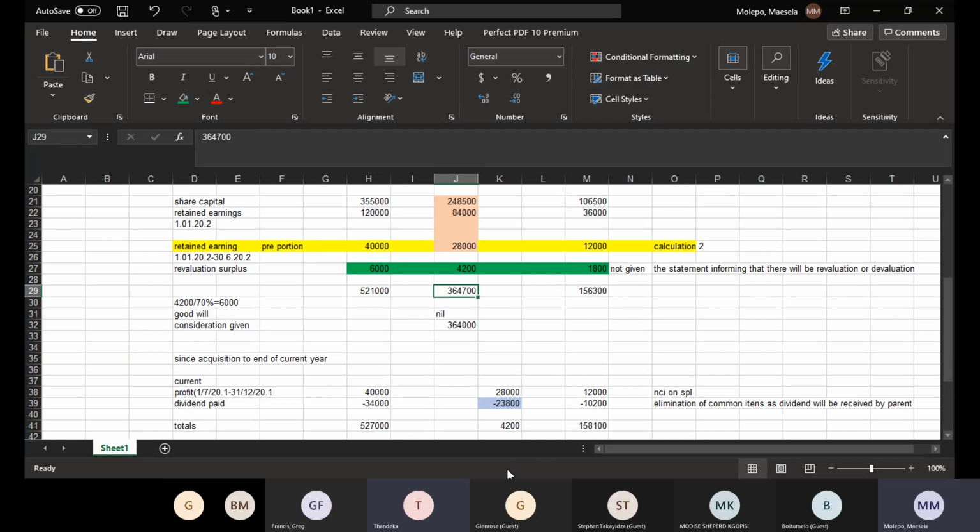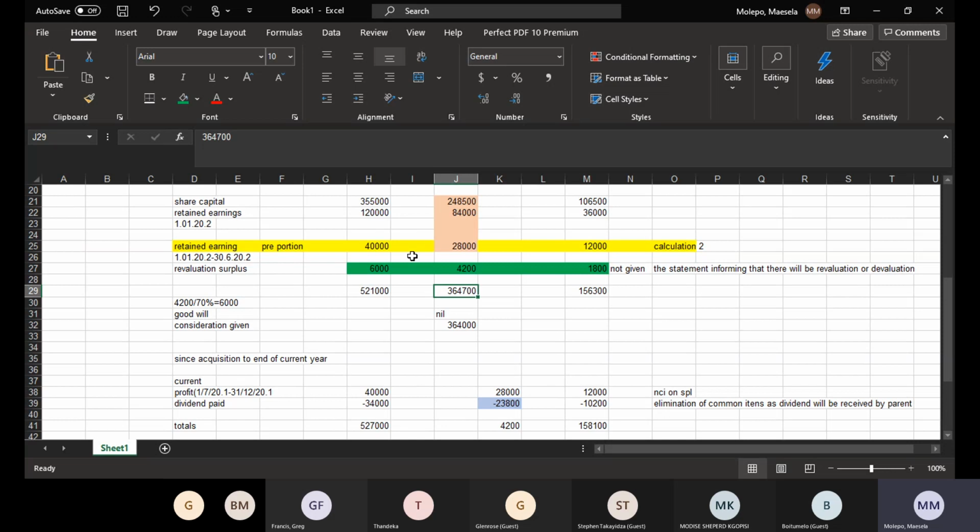So, Mr. Malepo, if there wasn't the statement on the exception of land and building, we would record this as goodwill, right? Yes, we're going to have our 364,700. So our 4.2 was going to represent the goodwill. Okay, thanks.